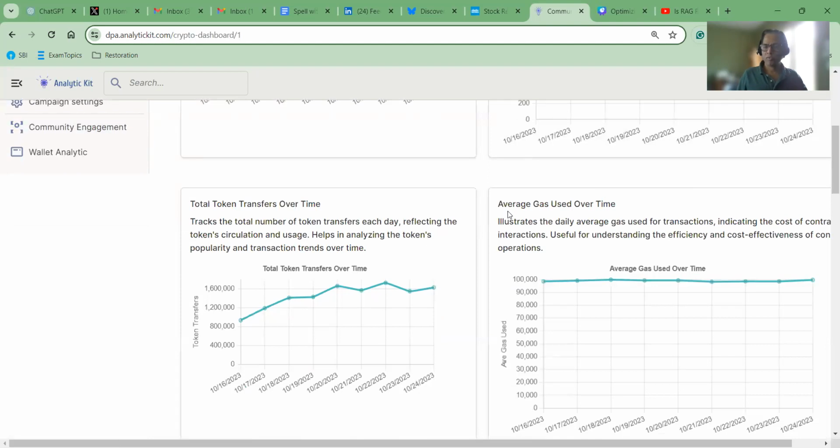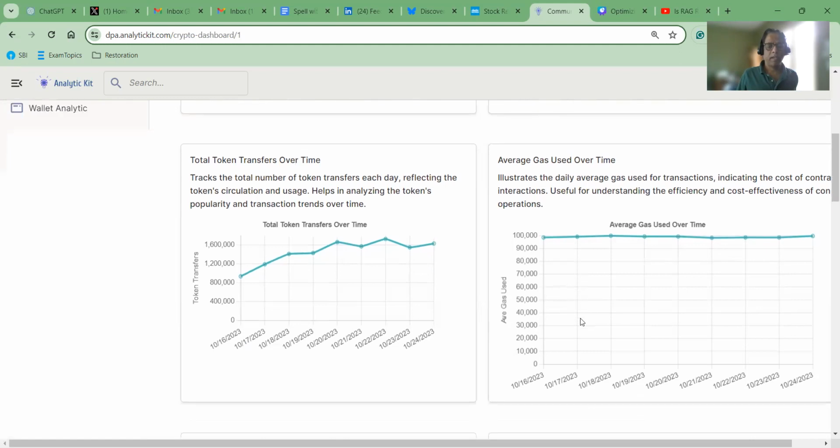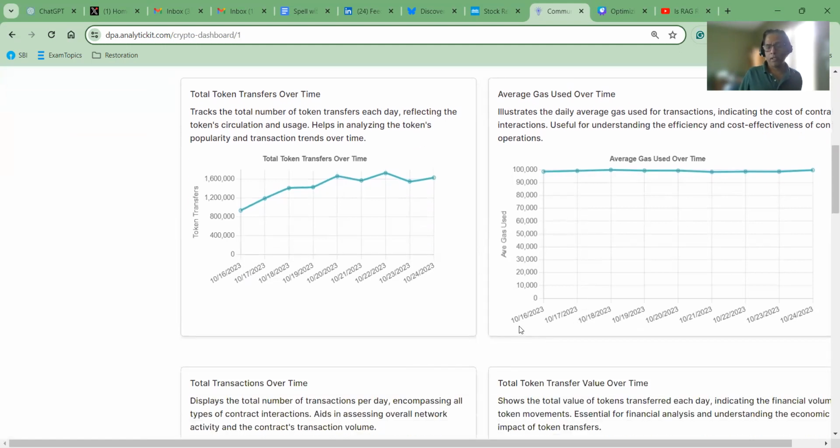As I said earlier in my previous videos, once you enter the campaign by going into Community Engagement and creating a new campaign, we need 24 hours to get the data from the Ethereum blockchain. We are working on getting the data in real time, but for now, you need to wait 24 hours to see the data and then you can view the graph. This campaign I started sometime last year, 10/16, and it ran to 10/24, 2023. So you can see the gas usage.